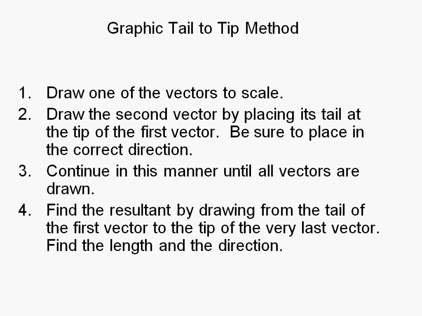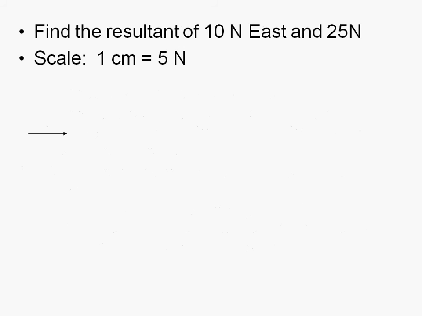You find the resultant by drawing from the tail of the first vector to the tip of the very last vector, and you find the length and direction. So let me show you an example.